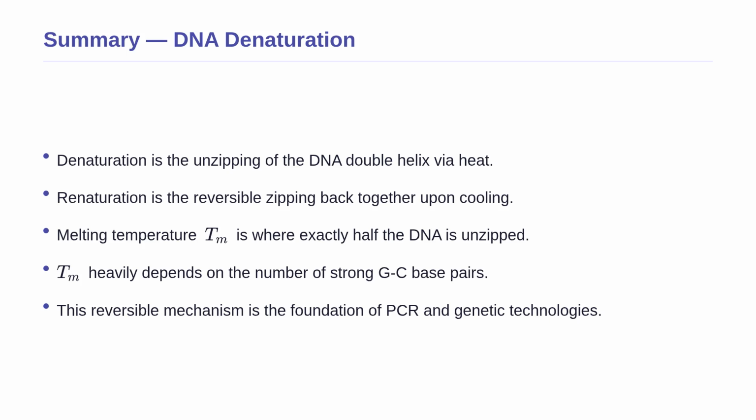We have covered a lot of ground today, so let us summarize the key takeaways. First, we learned that DNA denaturation is the unzipping of the double helix into single strands by breaking hydrogen bonds, usually through applied heat. Second, we saw that renaturation is the beautiful reversible process where these strands perfectly zip back together upon cooling. Third, we defined the melting temperature, or Tm, as the specific point where exactly half of the DNA is unzipped, and we learned how to calculate it.